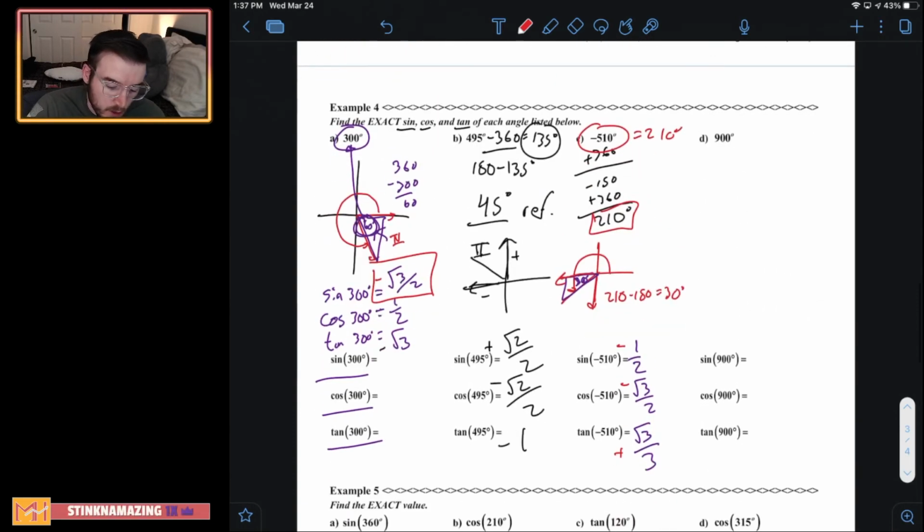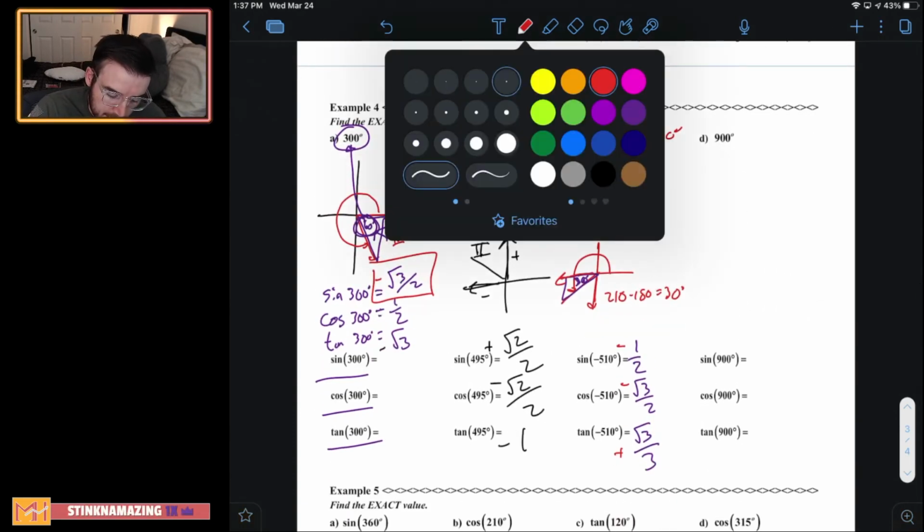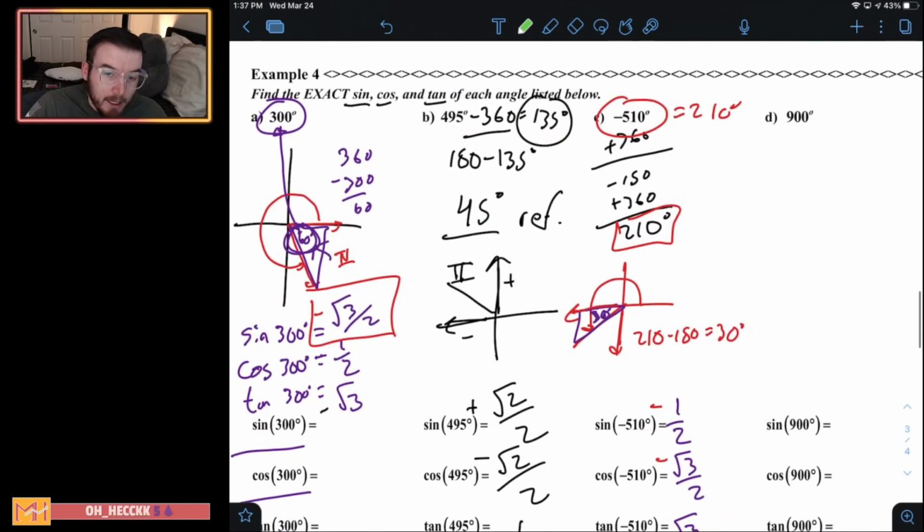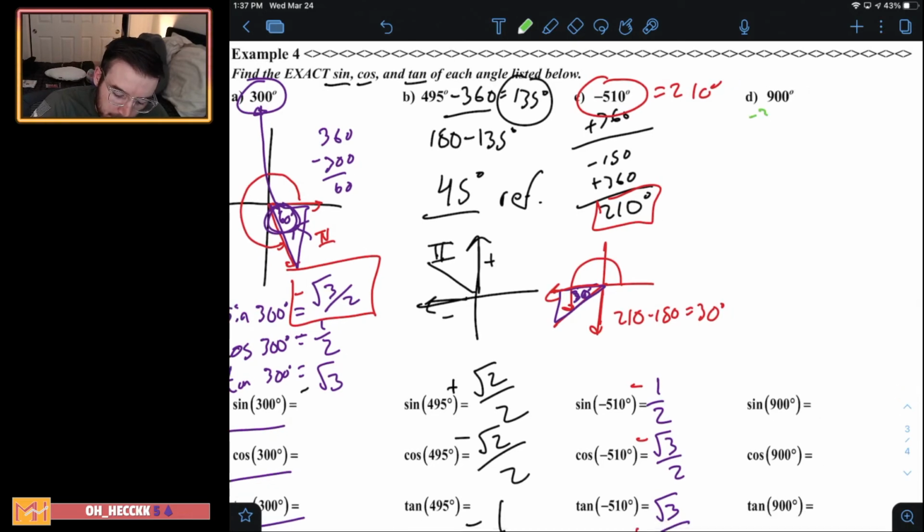Let's just do it one more time. Why not? It's not taking that long. 900. Again, you could draw and swirl around and find 900, but I would rather find the coterminal angle first. Find something that's a little easier to plot. I'm going to subtract 360 again, and I got 180.